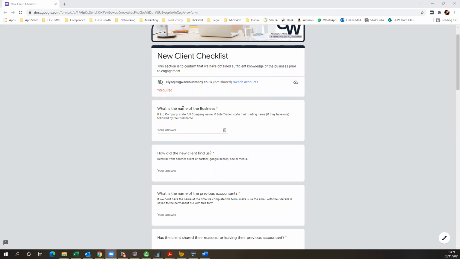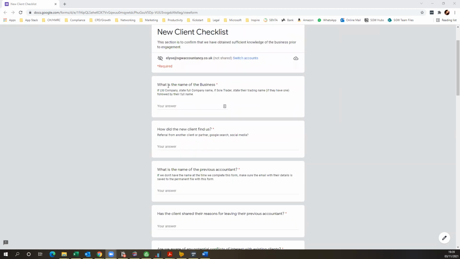So in this first question, we've got what's the name of the business? Fairly self-explanatory. If it's a limited company, state the full company name. If it's a sole trader, just put their trading name if they've got one, followed by their full name, their personal name.